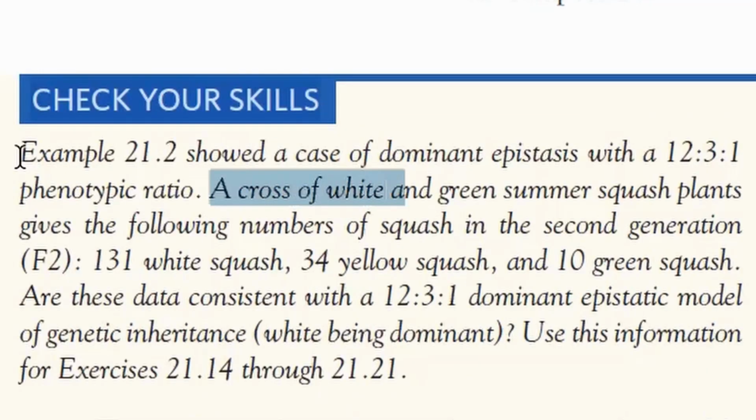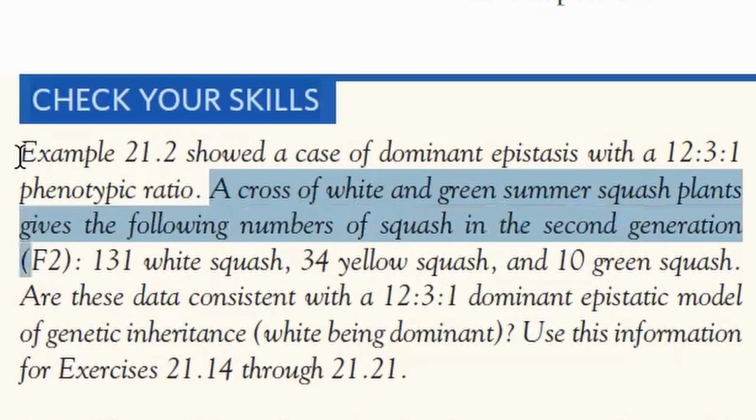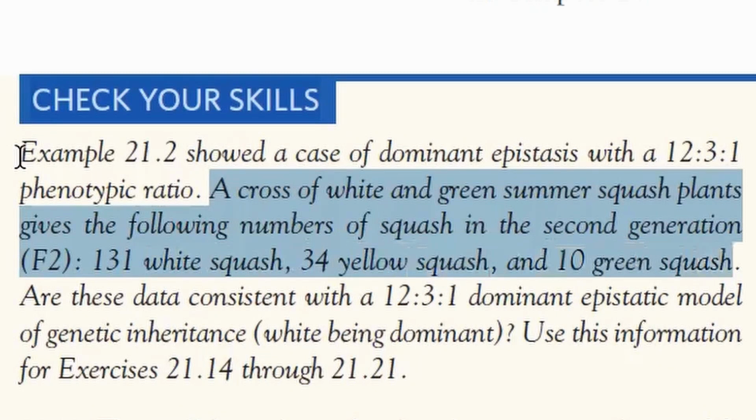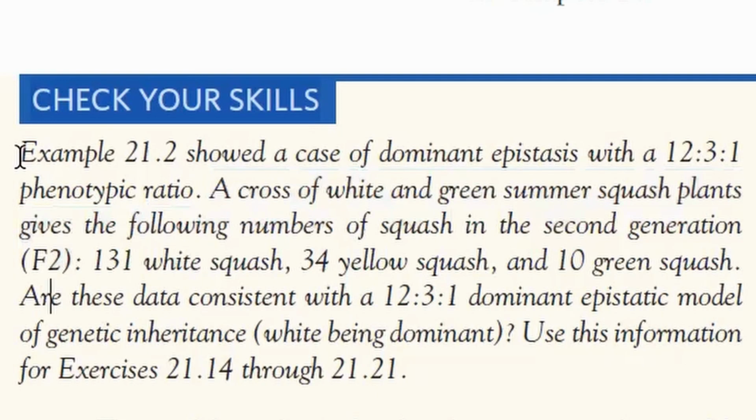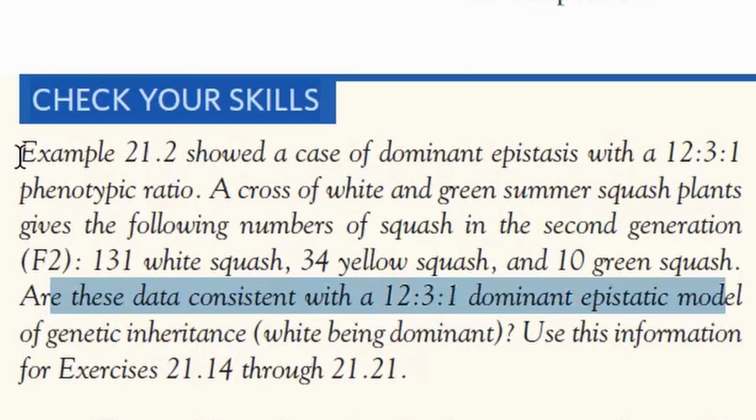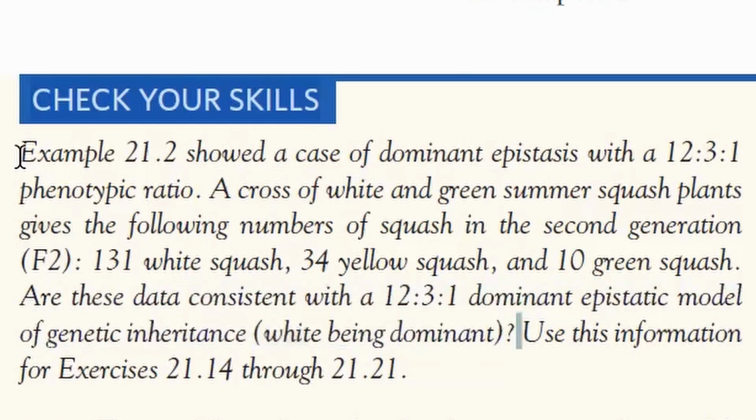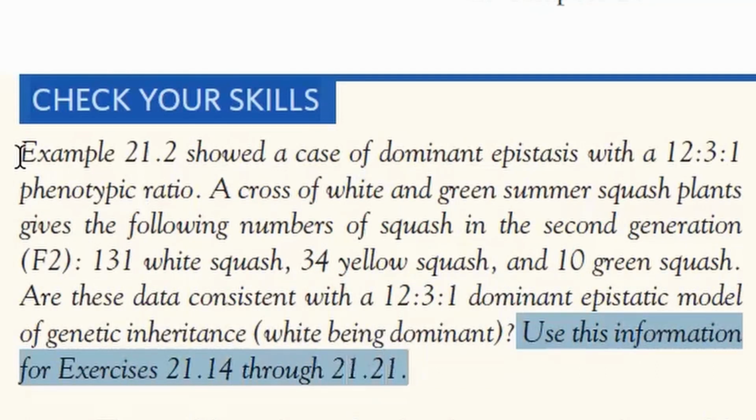A cross of white and green summer squash plants gives the following numbers of squash in the second generation, the F2 generation. We've all done a little genetics, right? So we kind of know what that's talking about. 131 white squash, 34 yellow squash, and 10 green squash. Are these data consistent with a 12-3-1 dominant epistatic model of genetic inheritance, white being dominant? Use this information for exercises 21.14 through 21.21.